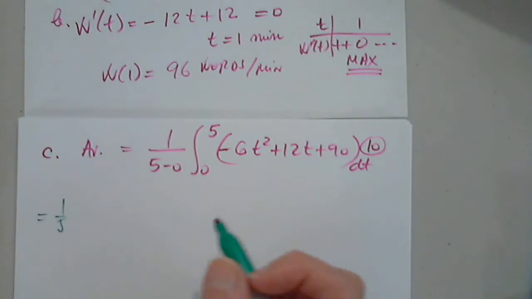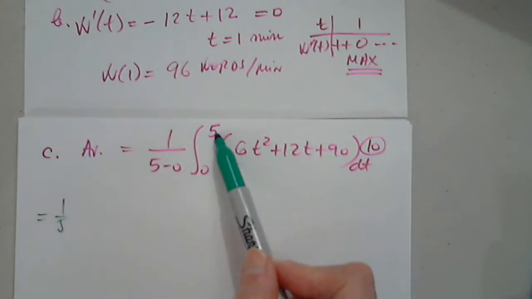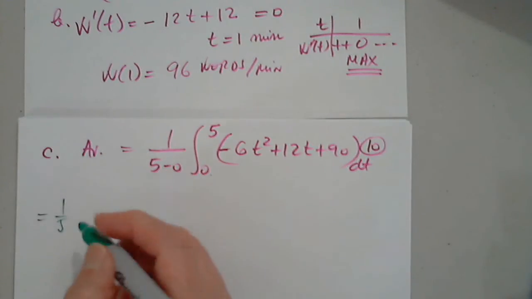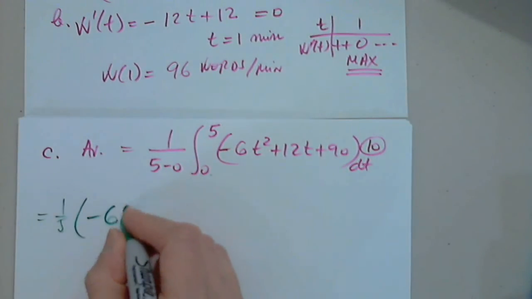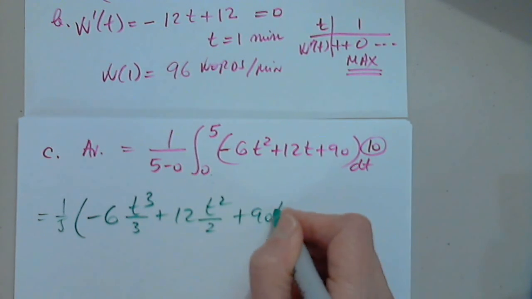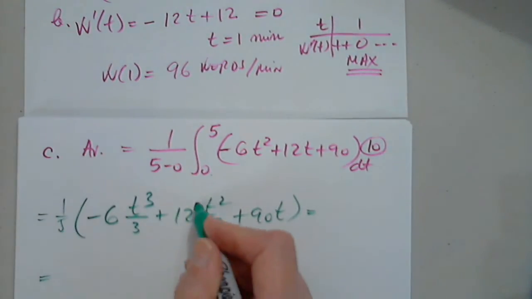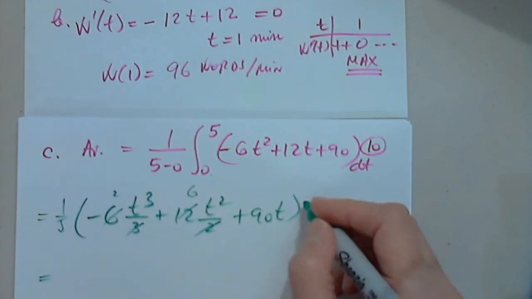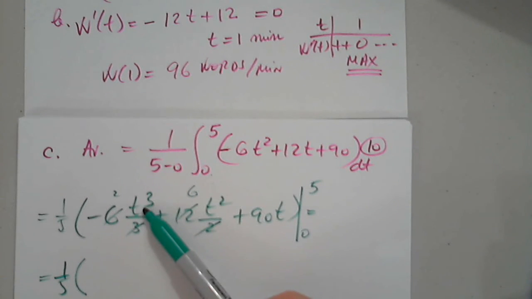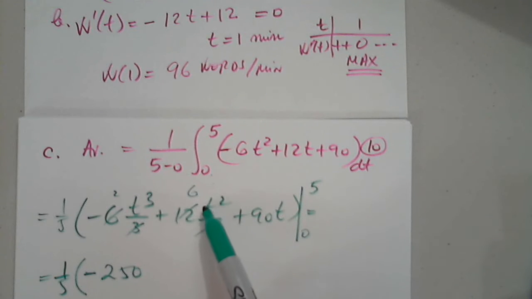Thank you, Nick. So 1 over b minus a, the integral from a to b of f of t dt. So 1 over 5 in front, negative 6t cubed over 3 plus 12t squared over 2 and plus 90t. I'll clean it up a little bit. Of course, from 0 to 5. Luckily, when I plug in 0, everything is 0. So I have 1/5. 5 to the third, 125. 125 times 2, negative 250. 25 times 6.